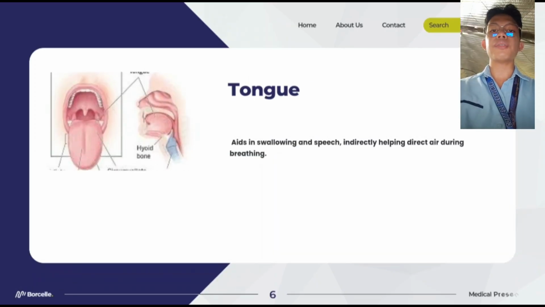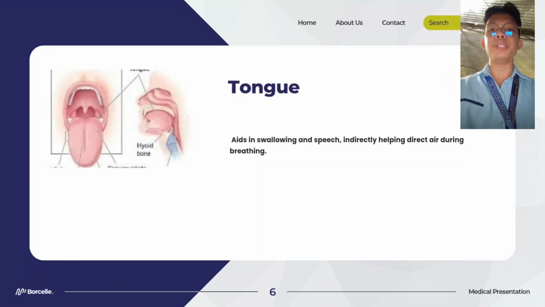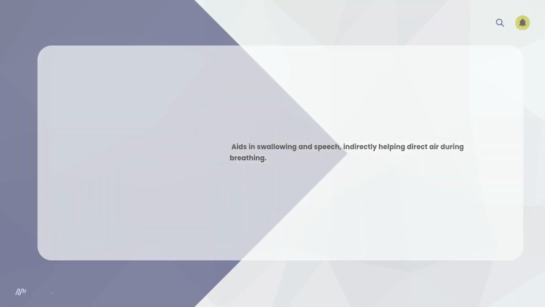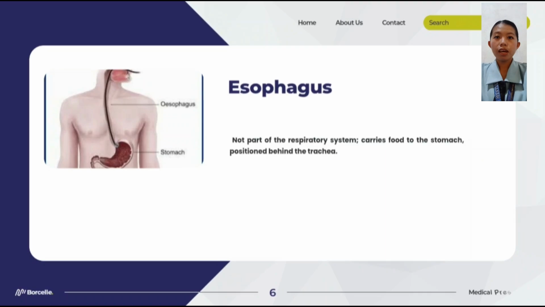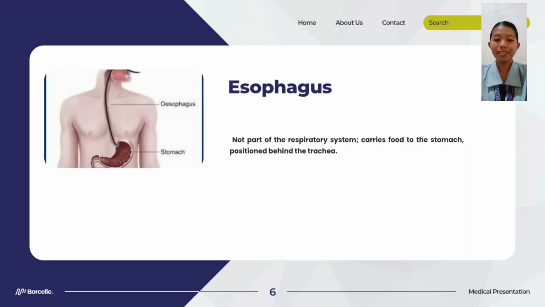Tongue. The function of the tongue is to aid in swallowing and speech, indirectly helping direct air during breathing. The esophagus is not really a part of the respiratory system. It just carries food to the stomach and is positioned directly behind the trachea.